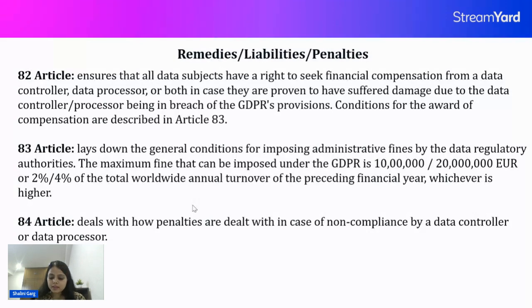So what are the bases on which the fine has to be decided? How much fine has to be decided? The fine has to be decided on the basis of how severe the infringement is. If the company intentionally or negligently broke the rules, or what steps or measures the company has taken to mitigate the damage, and what the compliance history is. Like, if the company is always infringing the GDPR, then we'll put high penalties on that company.